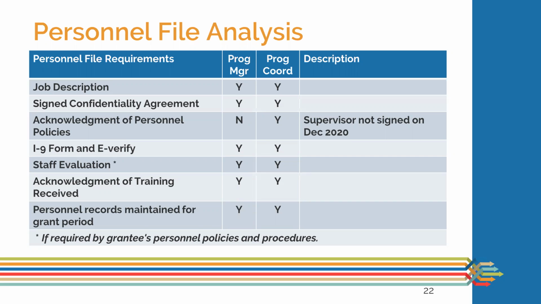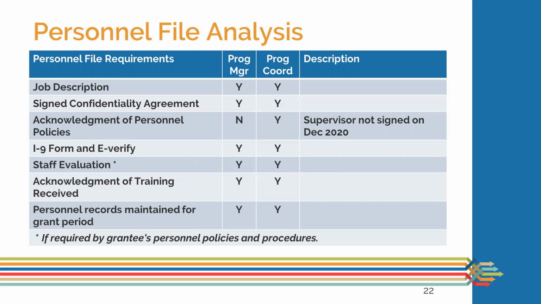So naturally, the first thing an auditor will look at is the job description. Does the job description match what the award has? If you're awarding for an employee to do specific things, does that job description meet the activities of the grant? That's one of the things they'll look for. In this case, you can see that it's yes and yes.